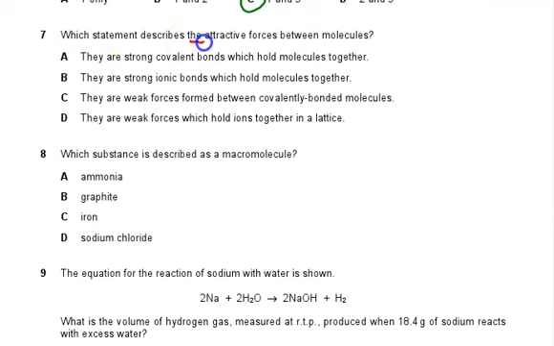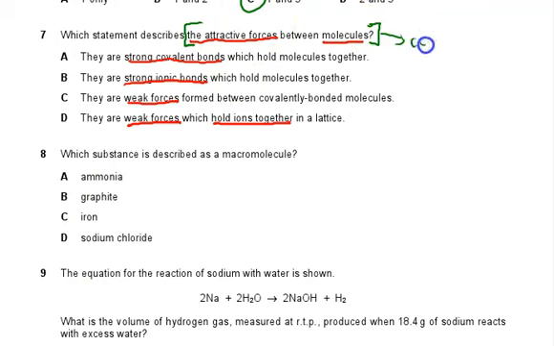Which statement describes the attractive forces between molecules? Here we have strong covalent bonds and strong ionic bonds. Here we have weak forces, and here we have weak forces which hold ions together in a lattice. You have to clearly understand that if it is shown as attractive force between molecules, it is definitely going to be a covalent.